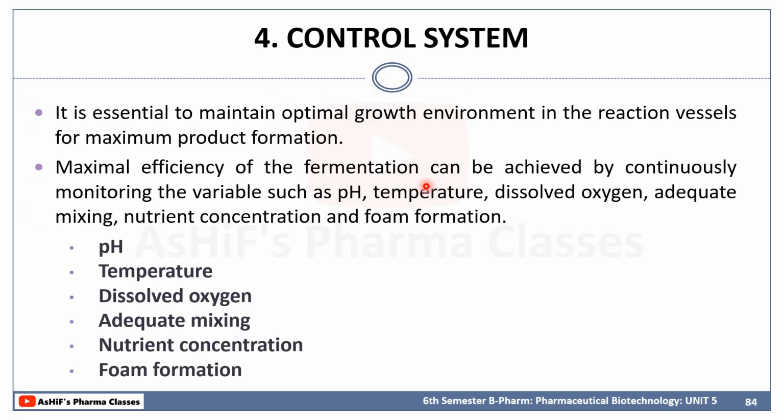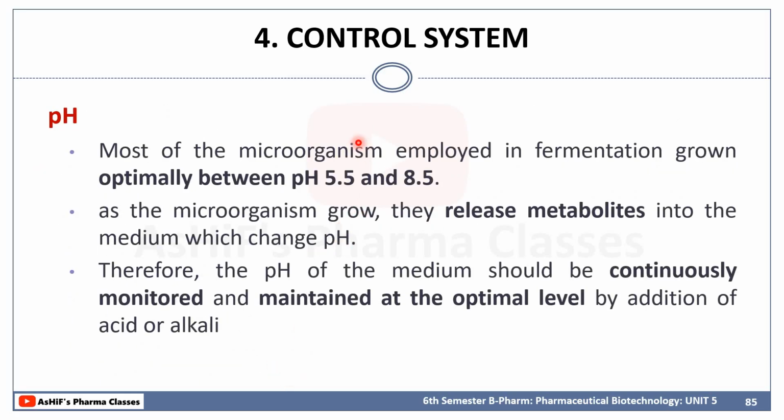Now coming to the fourth operation, that is the control system. While performing the fermentation process, we have to control many factors to get the desirable product at a higher yield. These are some of the factors we have to control: pH, temperature, dissolved oxygen, adequate mixing, nutrient concentration, and foam formation. Basically the pH we have to keep between 5.5 to 8.5, which means we cannot perform fermentation in an extremely acidic or extremely basic condition. We keep the pH between the extremes.